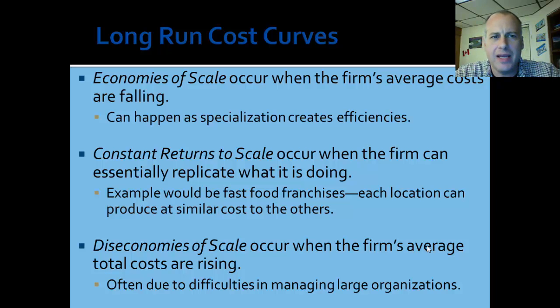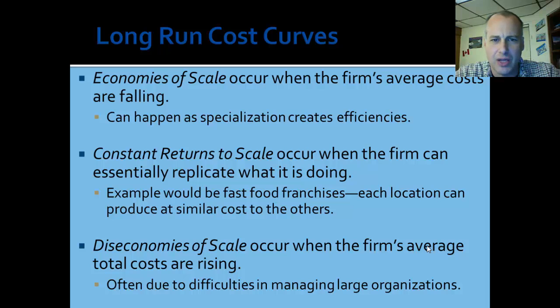So to define, economies of scale occur when the firm's average costs are falling. And this can happen when specialization creates efficiencies, when assigning workers to different tasks and using specialized labor can create efficiencies. It becomes easier and more efficient to combine the way we produce goods and services.